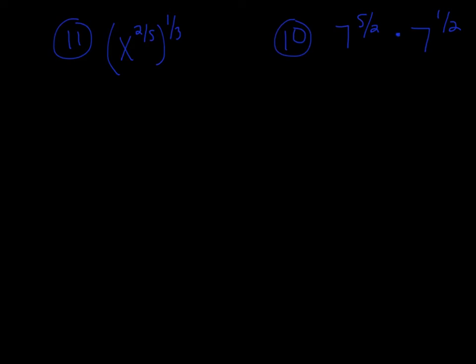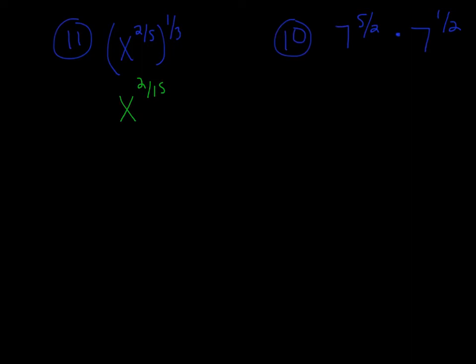Number 11, we have properties of exponents. We have a power of a power. Anytime we have a power of a power like that, we keep the base and we multiply our powers. 2 fifths times 1/3 is 2 over 15. I can't do anything else to simplify. I have no other x's to combine it with. There's nothing else I can do, so that's my final answer.